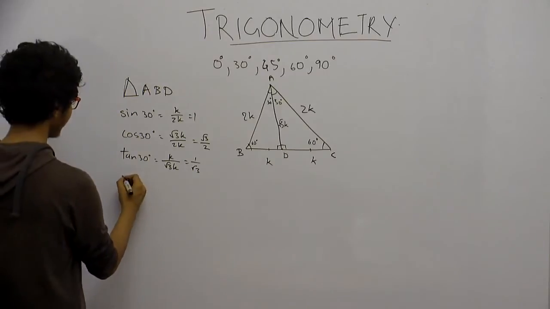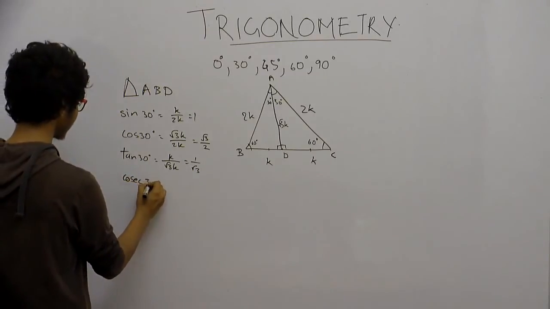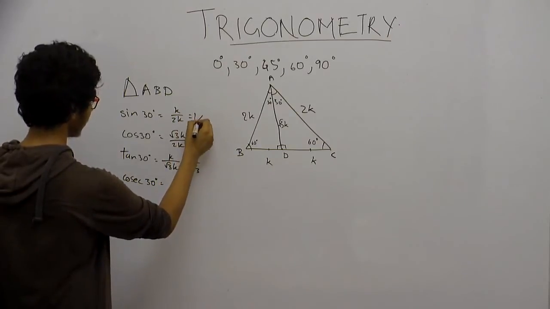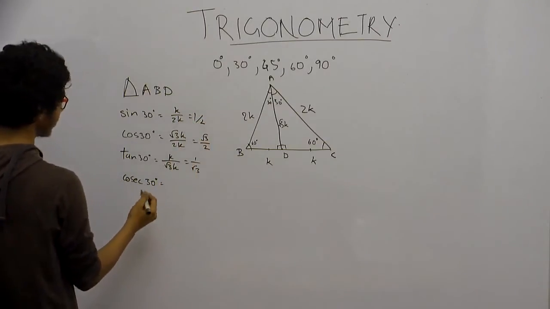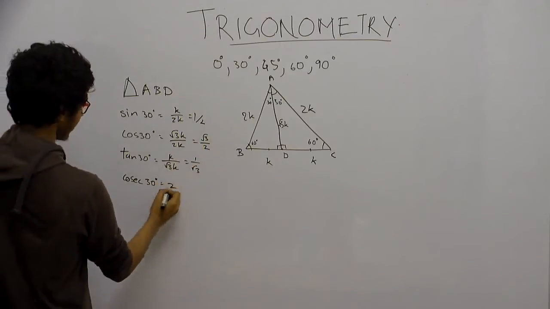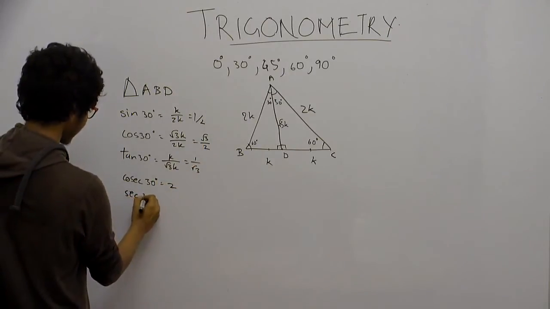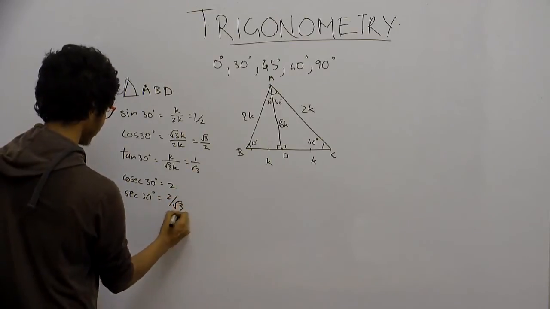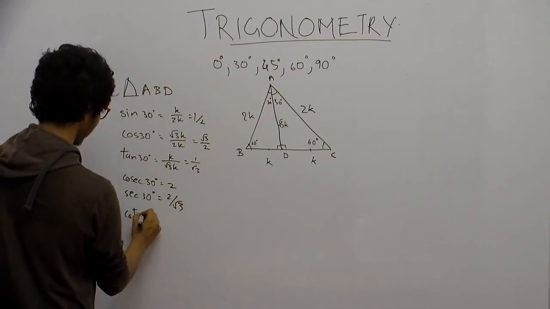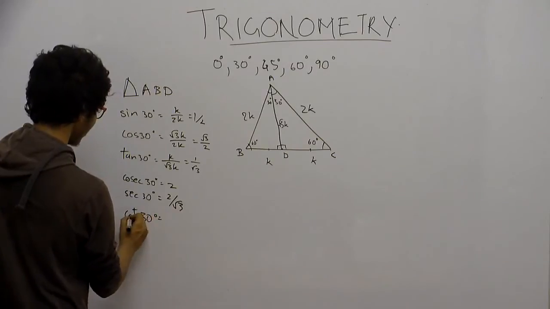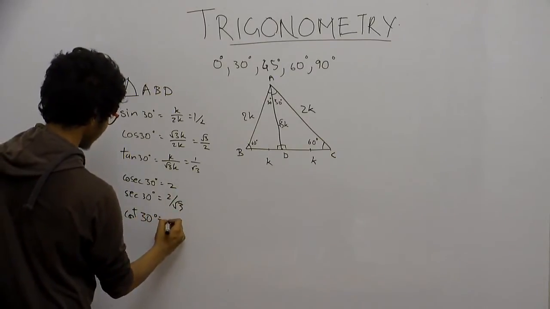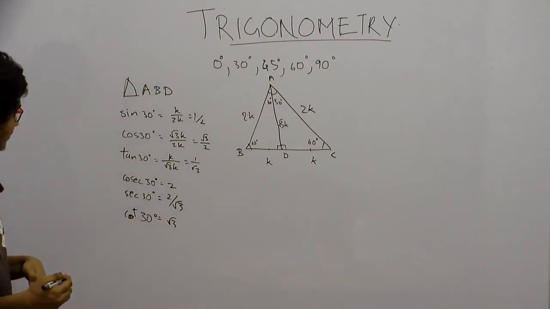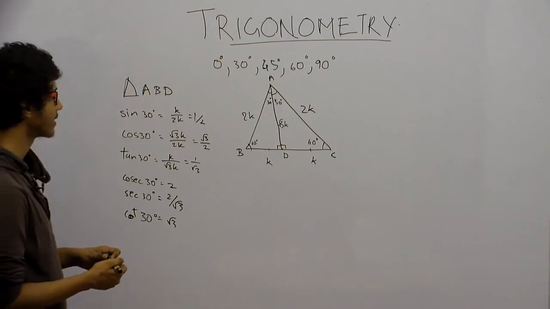Taking the inverses, cosec 30 degree, this is equals to, this was half, sorry, my mistake. Cosec 30 degree is the inverse of this, so we get 2. Sec 30 degree, we get the inverse of this, that is 2 divided by root 3. And cot 30 degree, we get the inverse of this, so this is root 3. Okay, we did the 30 degree angle.